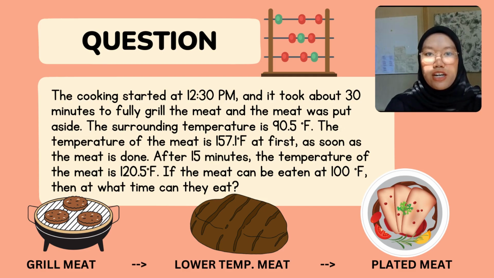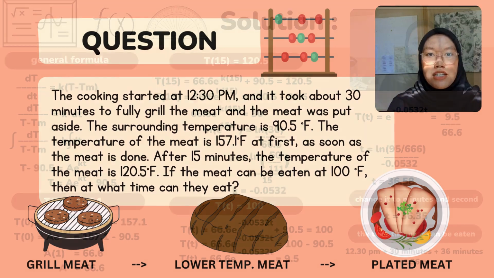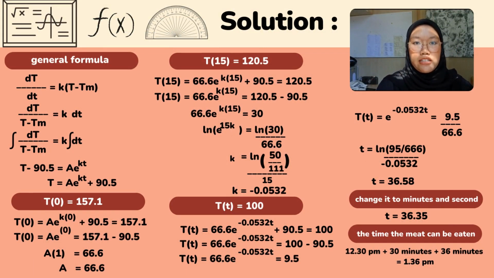Now, let's look at the question. The cooking started at 12:30 p.m. and it took about 30 minutes to fully grill the meat, and the meat was put aside. The surrounding temperature is 90.5 Fahrenheit. The temperature of the meat is 157.1 Fahrenheit at first, as soon as the meat is done. After 50 minutes, the temperature of the meat is 120.5 Fahrenheit. If the meat can be eaten at 100 Fahrenheit, then at what time can they eat? Now, let's do the calculation together.